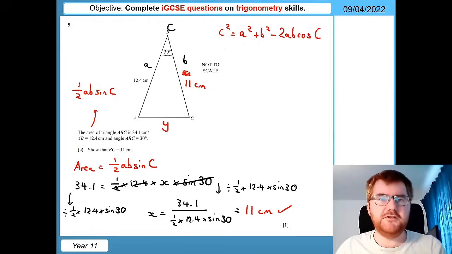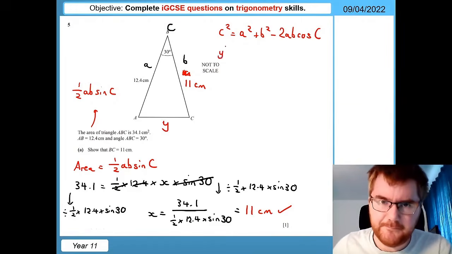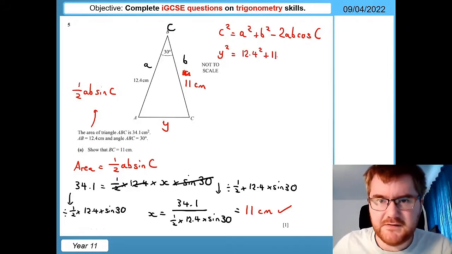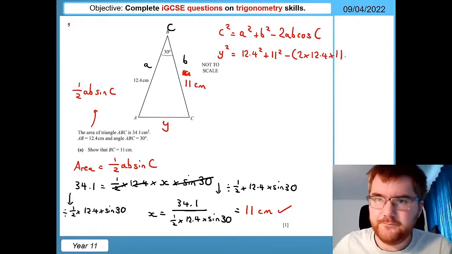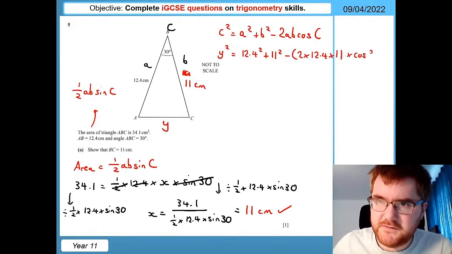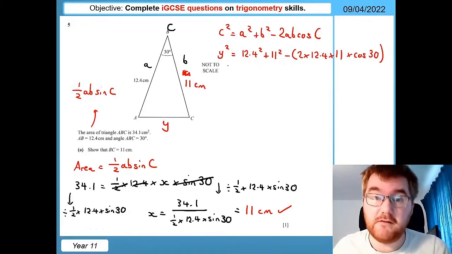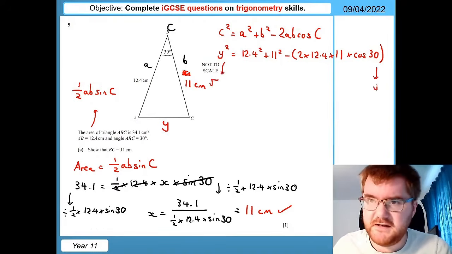And now I can just substitute everything that I know into this. So we're looking for this side, so y squared is equal to, well, a squared and b squared, so 12.4 squared plus 11 squared minus 2 times 12.4 times 11 times the cosine of the angle in between, which is 30. And remember, I want to find y on its own. So what's the opposite of squaring? Well, I do need to square root on both sides.